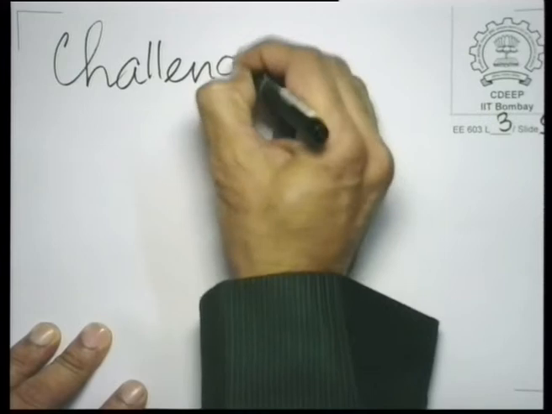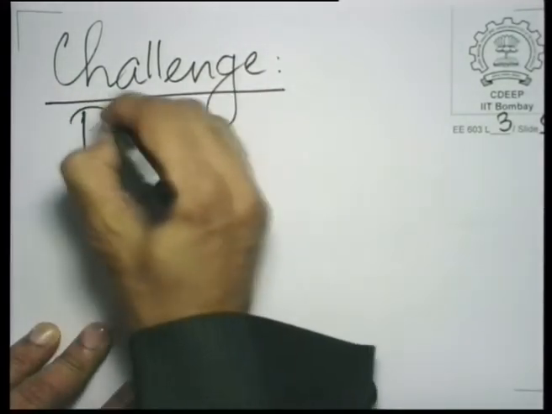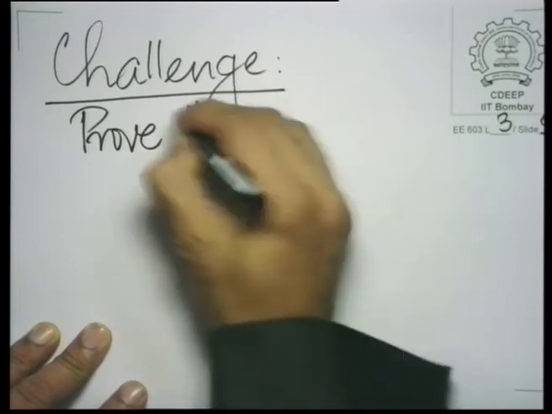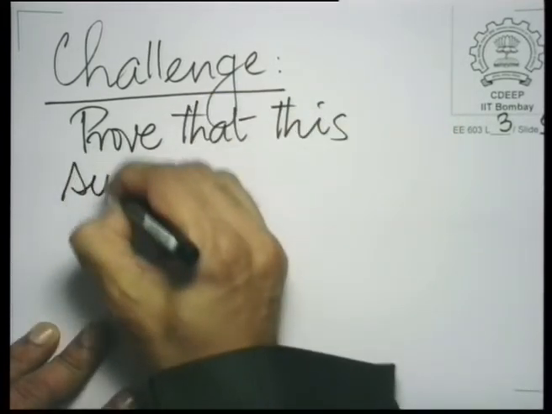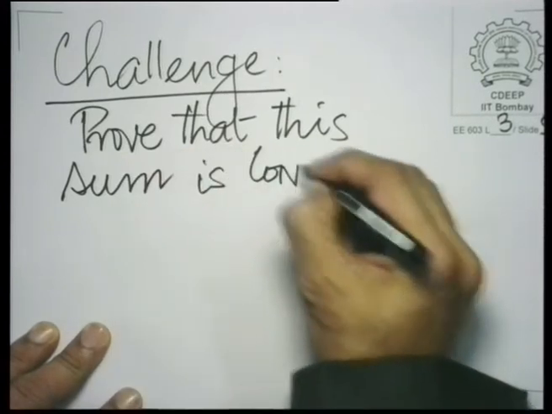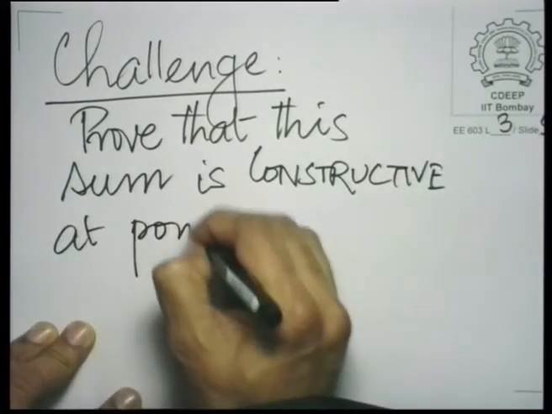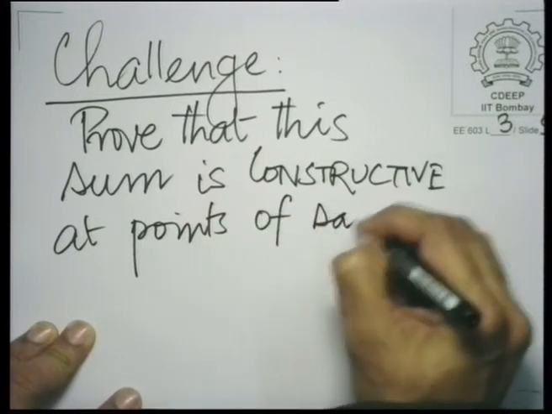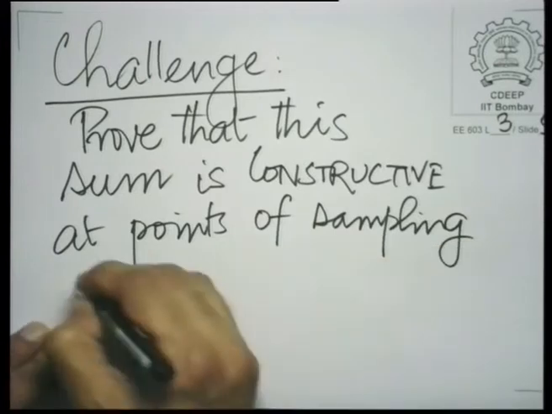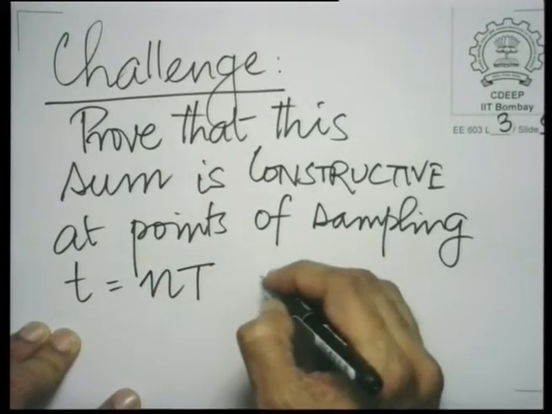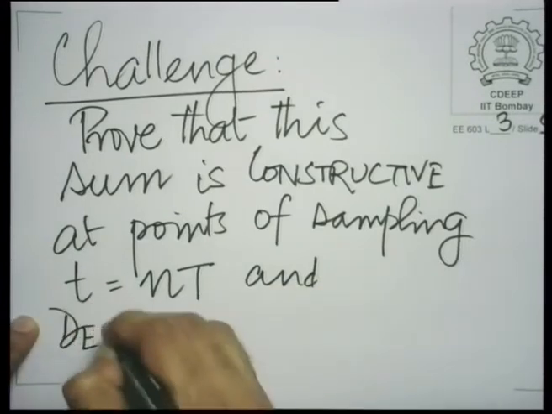In other words, what I want you to prove in the challenge, and let me write that down. Prove that this sum is constructive at the points of sampling, that means t equal to nT, and destructive at others.